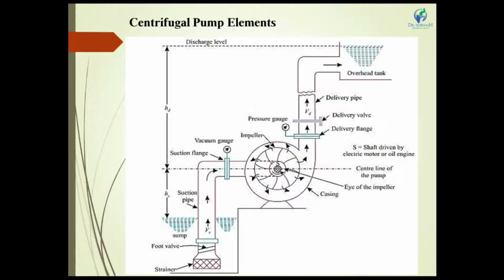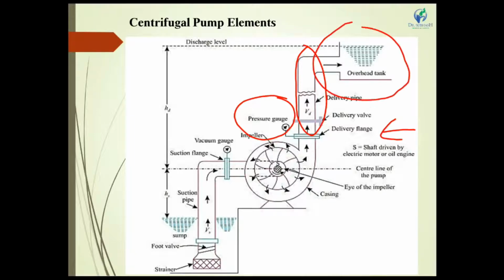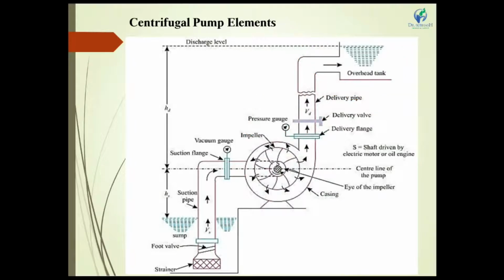Here the delivery flange means there is a joint of pipe to the delivery line, and also attached is a pressure gauge to know the pressure outside of the pump, at the discharge side. This line is a discharge line where the fluid passes from the pump to the overhead tank, and this is an overhead tank at some static head.